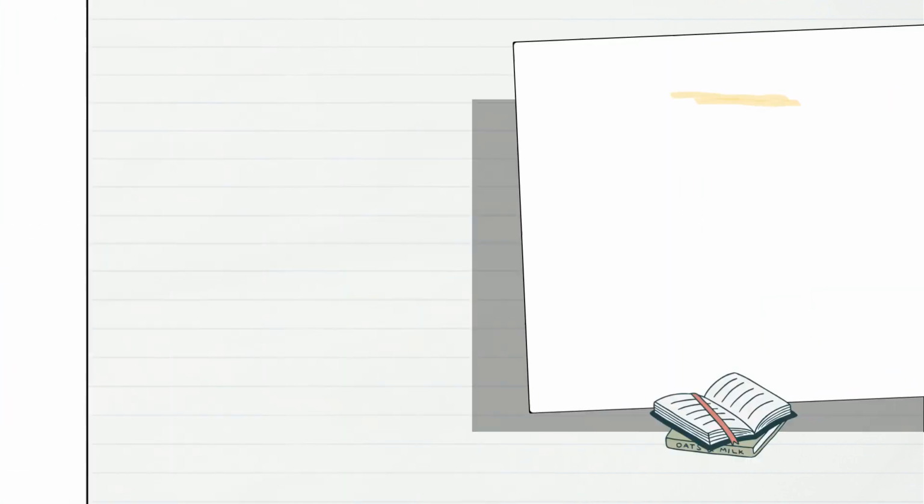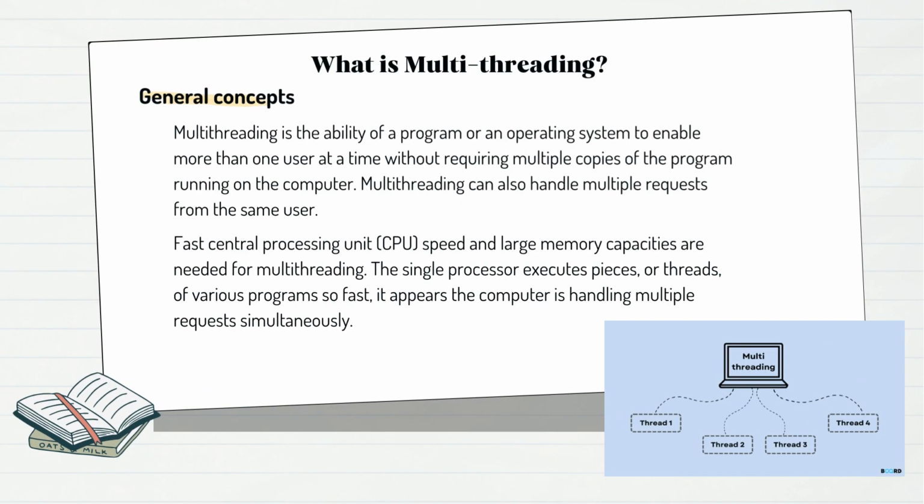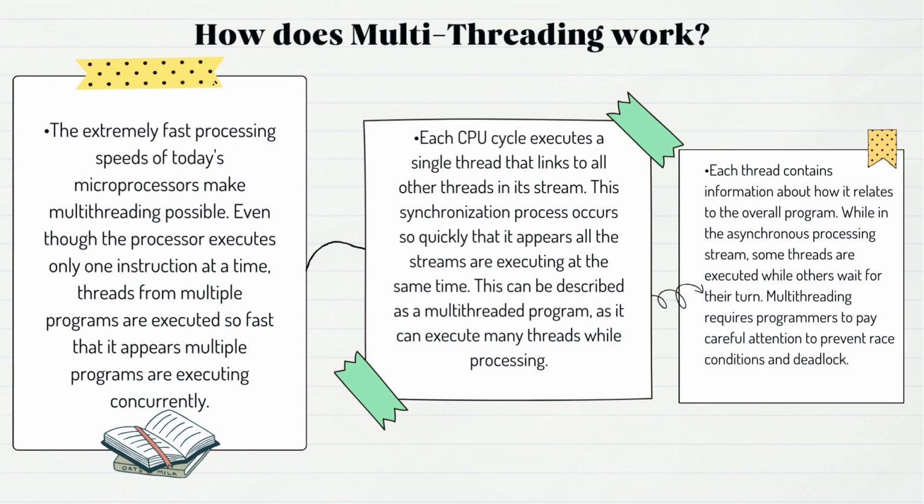In general, multithreading is the ability of a program or an operating system to enable more than one user at a time without requiring multiple copies of the program running on the computer. Multithreading can also handle multiple requests from the same user. Fast central processing unit (CPU) speed and large memory capacities are needed for multithreading. The single processor executes pieces, or threads, of various programs so fast that it appears the computer is handling multiple requests simultaneously.